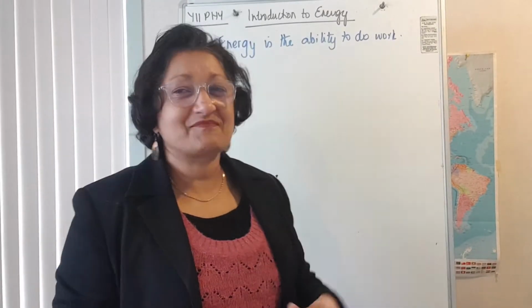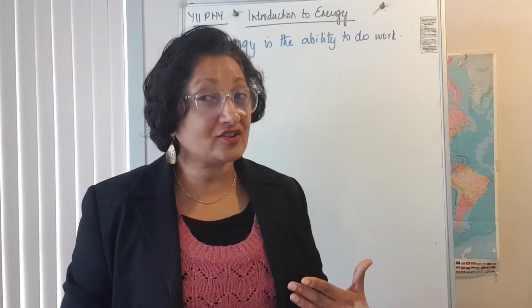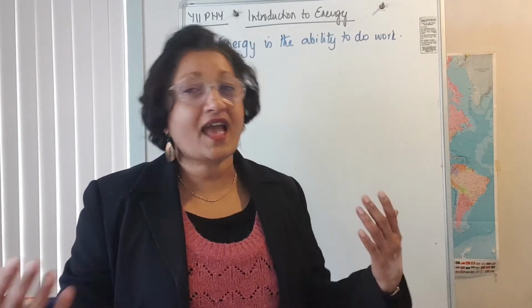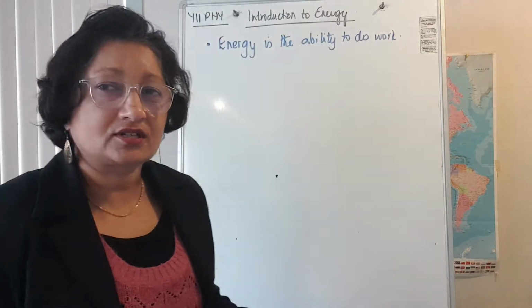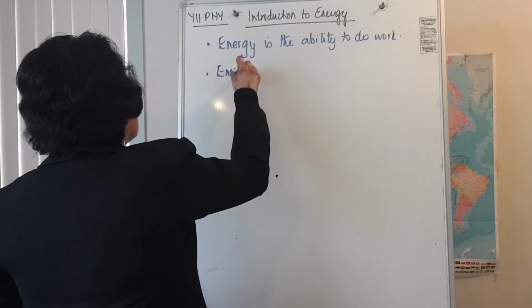Okay, so energy is the ability to do work. It's a capacity to do work. Anything that has energy can do work. Anything that does work has energy. So back and forth. Okay, so the unit in which energy is measured is a unit called joules. So energy is measured in joules.